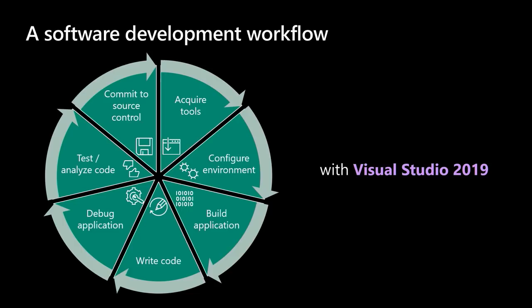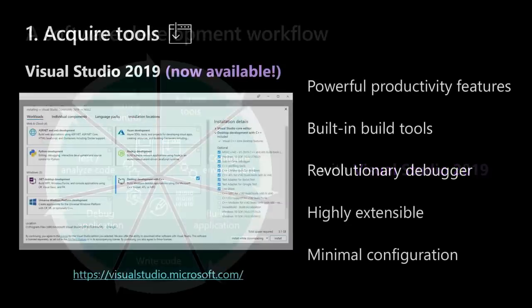You might write some code, you might do some debugging, you might test your code, you might analyze it to see if it's following the C++ core guidelines, or if it's secure code and stuff like that. And at some point, you'll commit it to source control, and it's a cycle that keeps going and going. Well, maybe not the acquiring tools part, and you might just do that once, but if you have to switch development machines, you might have to do that again at some point as well. So let's actually go through these steps.